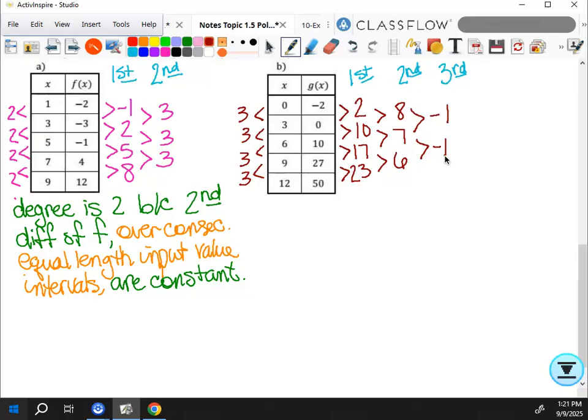So if my third differences are constant, what's the degree? What are your epiphanies? Tell me. I have to know. Somebody better tell me. Tell me. I'm gonna thump you with your... Tell me.